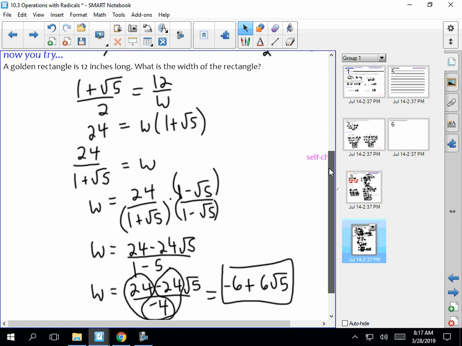So be sure to write a summary. Our learning target today was just to be able to add, subtract, multiply, divide, and still simplify radical expressions. So that was helpful.